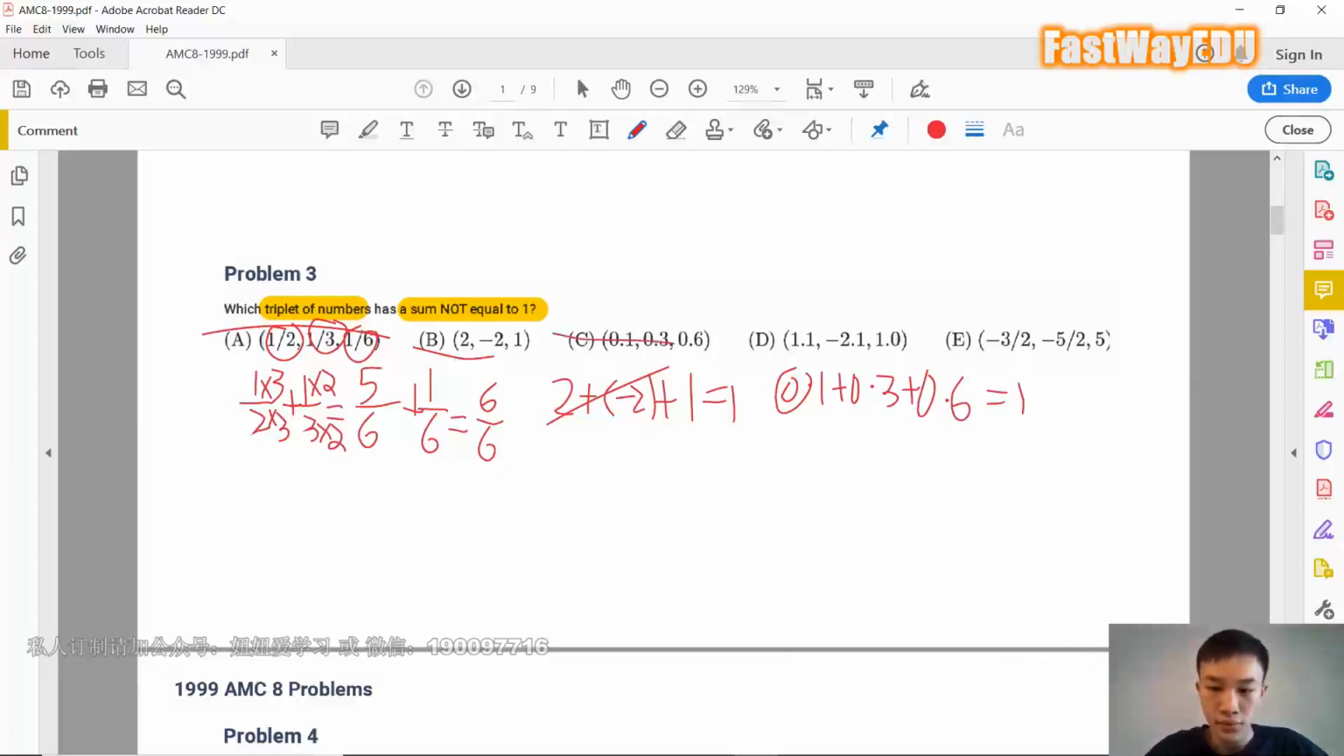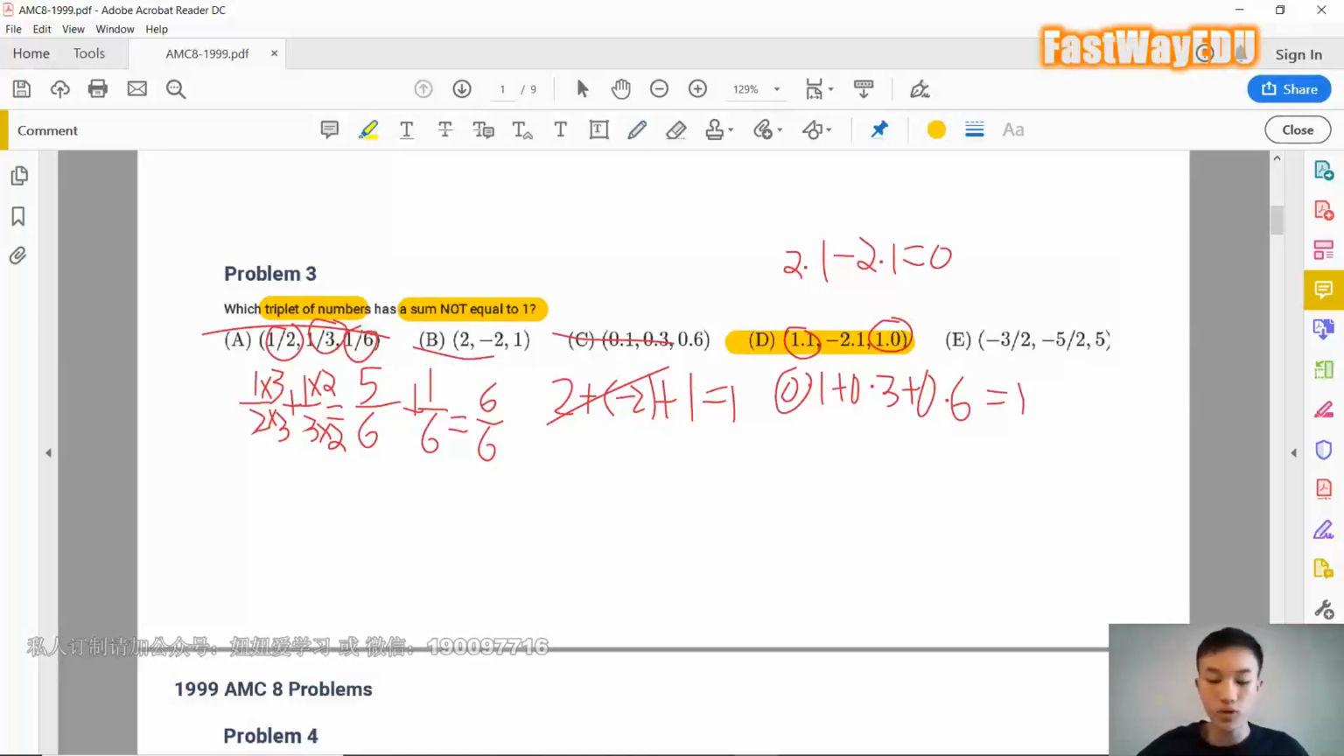Let's look at D. So D, we can add the first 2, because these are the positive. Let's try to add the positives together, then think about the negative later. So 1.1 plus 1, that's 2.1. Minus 2.1, that's 0. That's not 1. So that means the answer choice is going to be D.